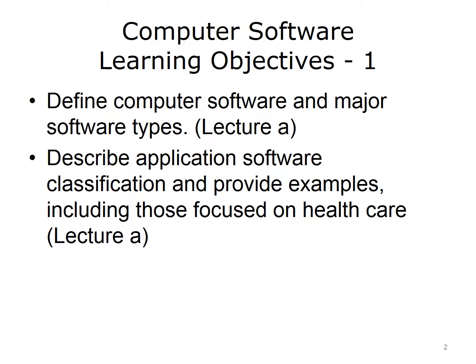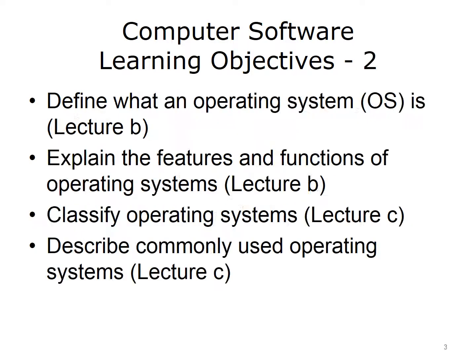The learning objectives for this unit, Computer Software, are to define computer software and major software types, describe application software classification and provide examples, including those focused on healthcare. Define what an operating system is. Explain the features and functions of operating systems. Classify operating systems. Describe commonly used operating systems.